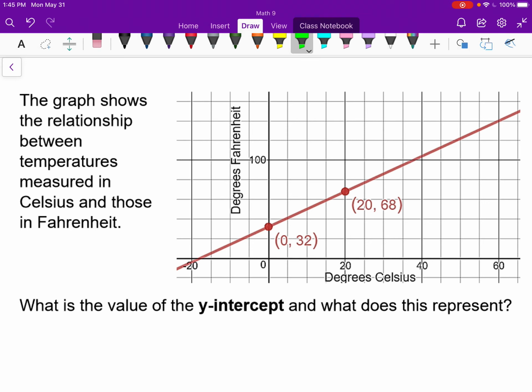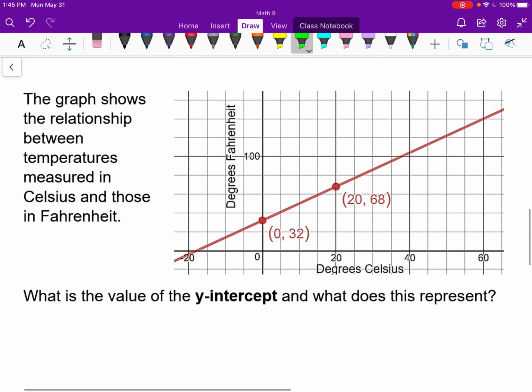In this case, I have a relationship showing the connection between Celsius and Fahrenheit, two different units of measuring temperature. And so you see this graph here with, on the x-axis, degrees Celsius, and on the y-axis, degrees Fahrenheit. And you can see the relationship. You can see it's a linear relationship, forming a straight line, and I have two very specific points with the coordinates labeled.